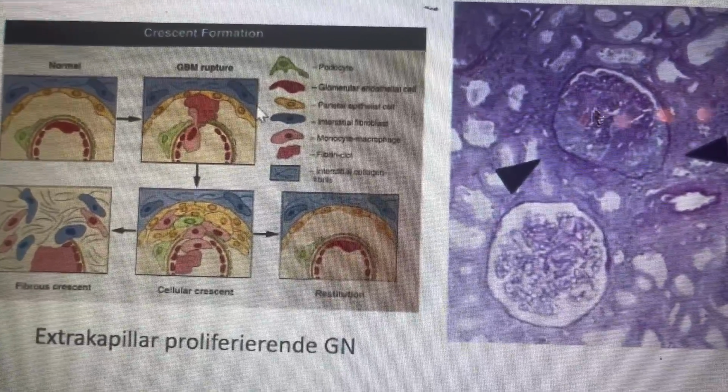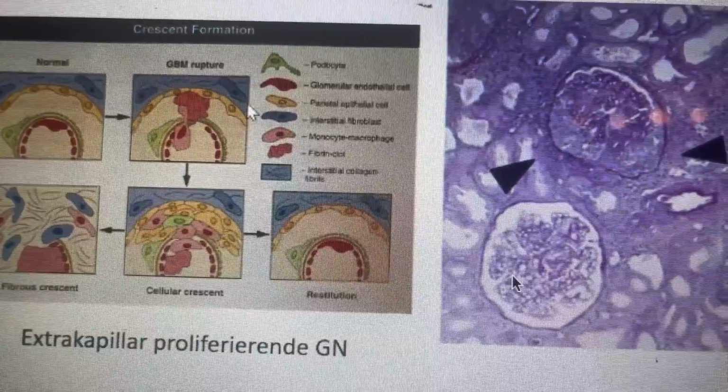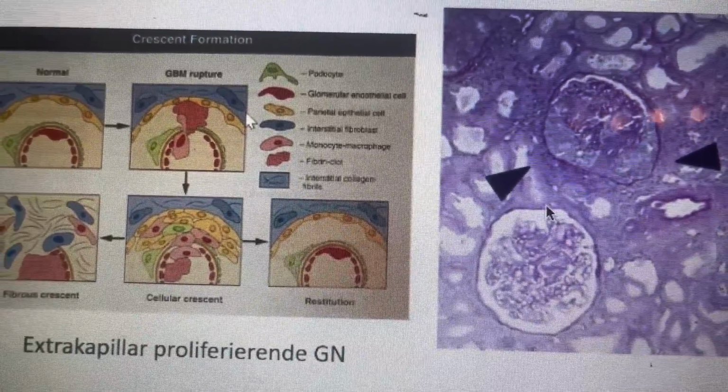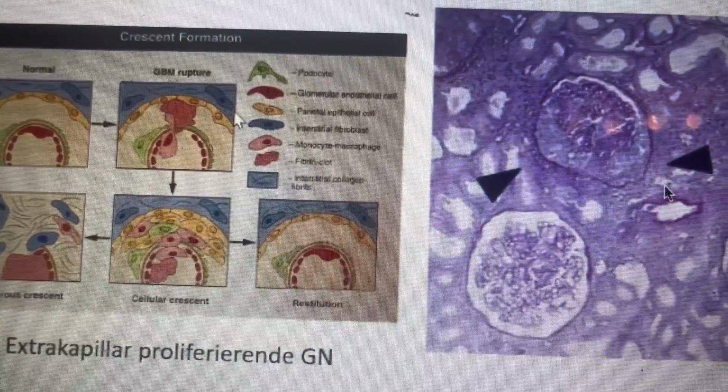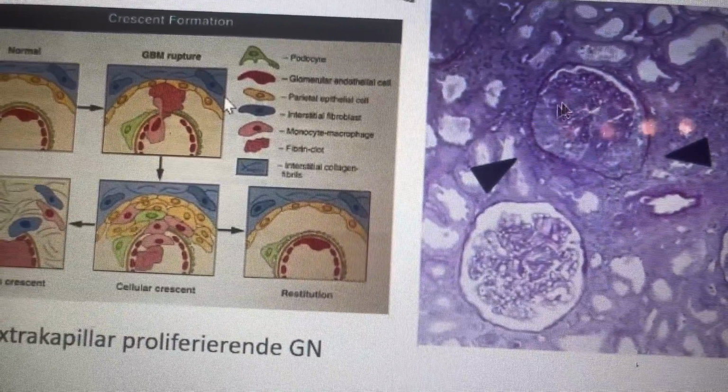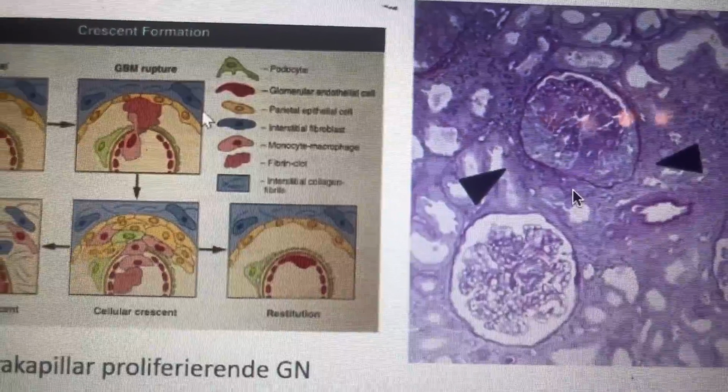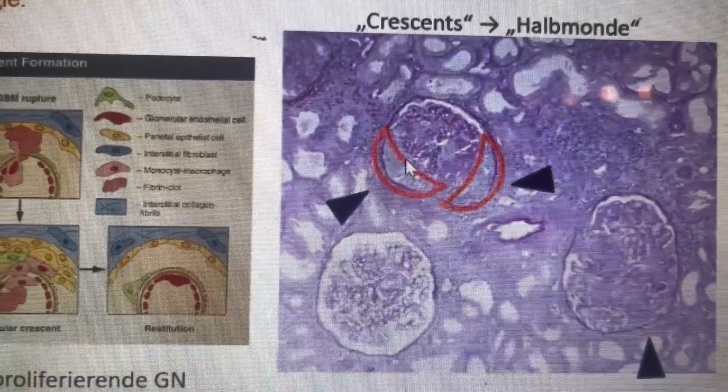Histologically, when we see rapid progressive glomerulonephritis, we can see lots of cells infiltrated in the glomeruli. This is the normal glomerulus, but here you can see there are lots of stains, which is the proliferation of the cells, and the glomerulus is damaged here. These are called crescents.